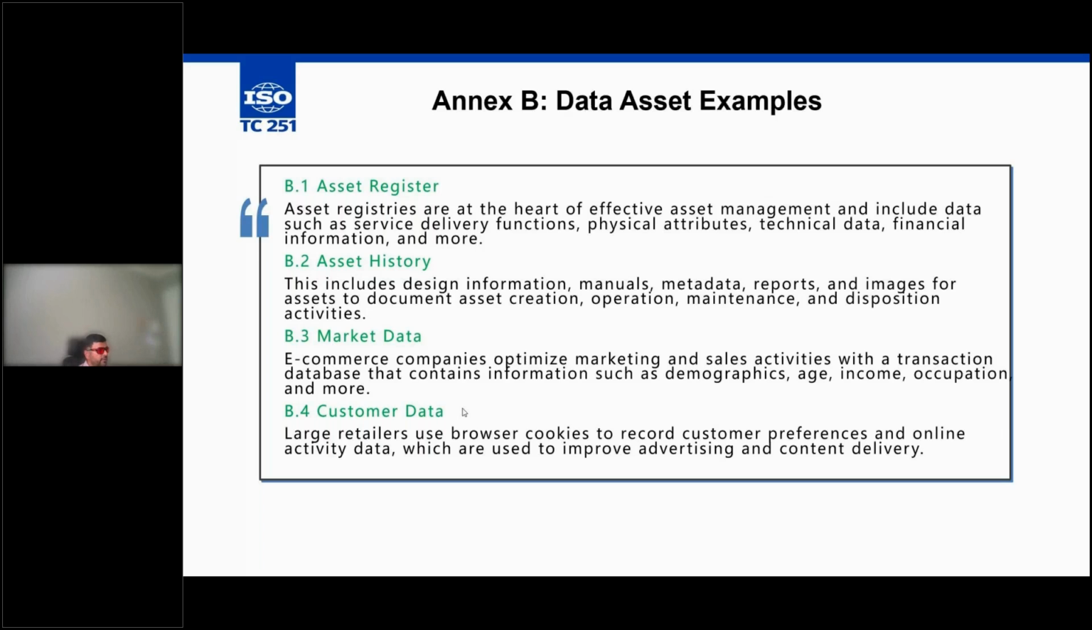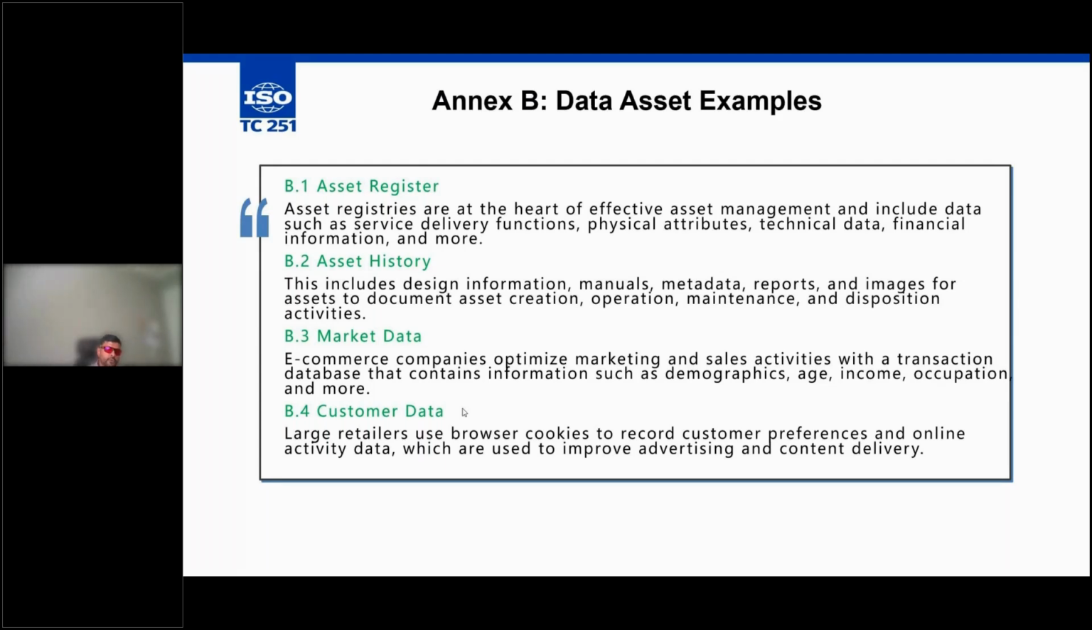And then you have the customer data. Large retailers usually use cookies to record customer preferences and online data, which help them improve advertising and targeting. And these data are commonly traded, bought and sold on the online marketplace. So these are examples of data assets.